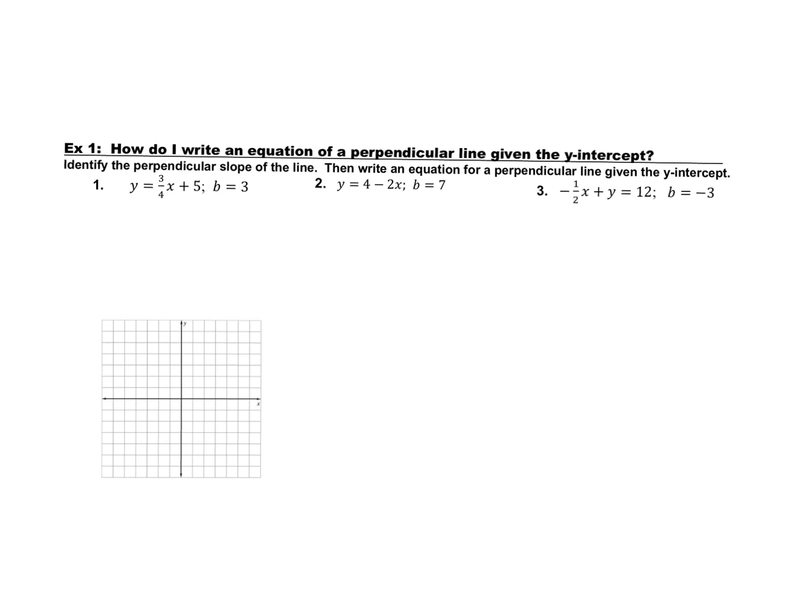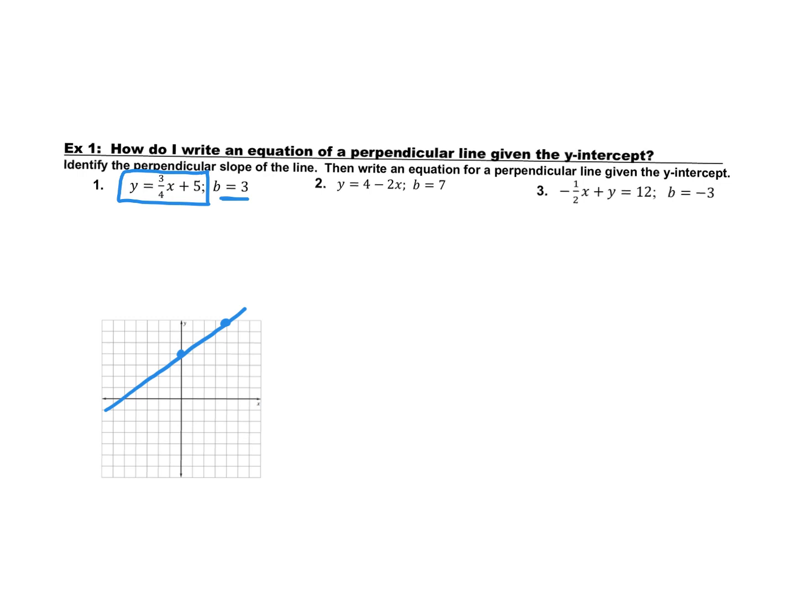All right, so how do I write an equation of a perpendicular line given the y-intercept? First of all, our first line is y is equal to 3/4 x plus 5. What that looked like on the graph is we had a y-intercept of 5, and then we had a slope of 3/4, so we went up 3 over 4, and we've got this line that looks like this. So what we have to do is write an equation that is perpendicular to this line right here, and it has a y-intercept of 3.